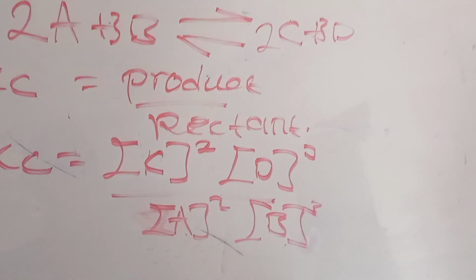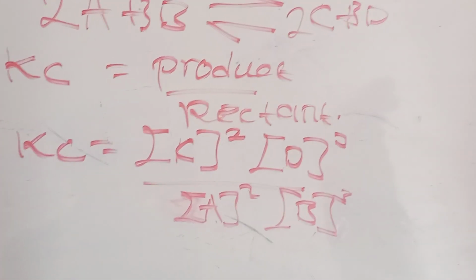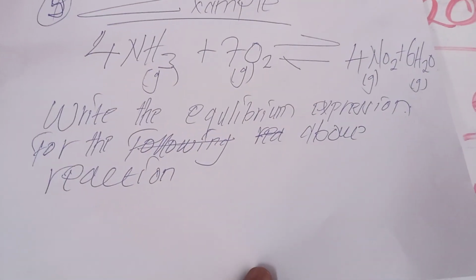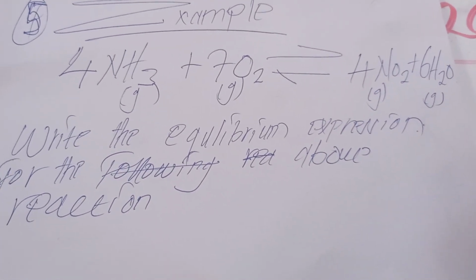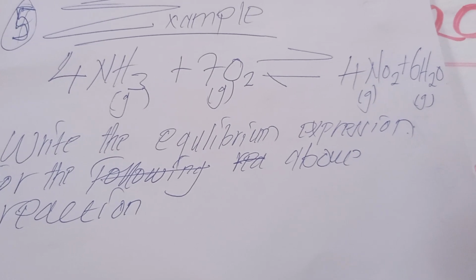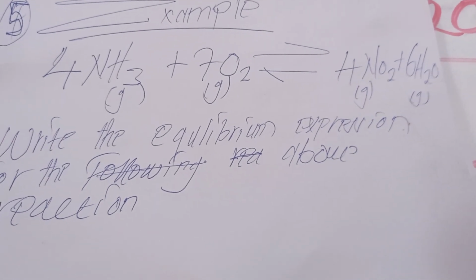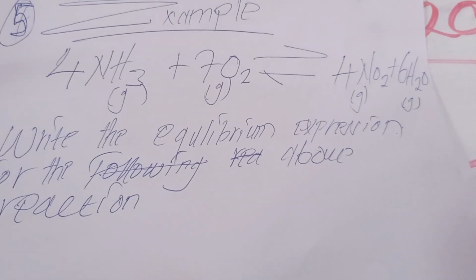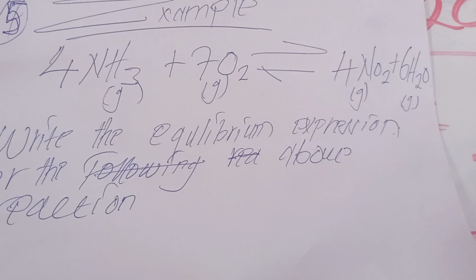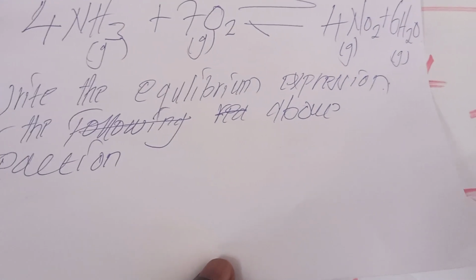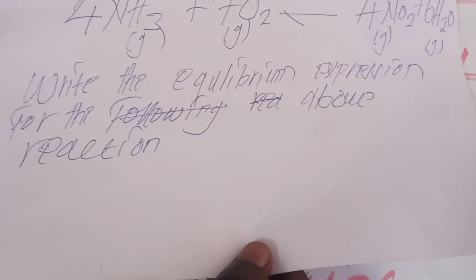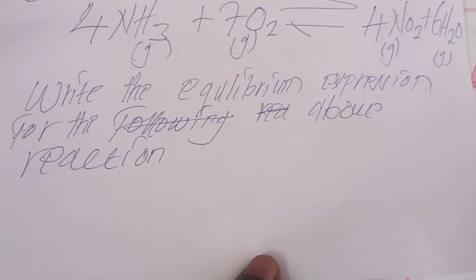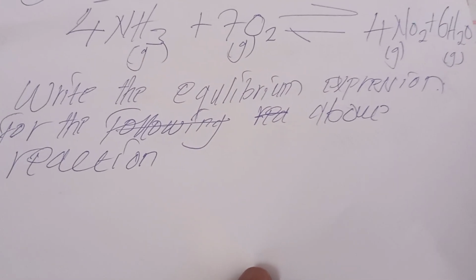I'd like to leave you with this homework so that you can try to solve it. It is homework under equilibrium expression, in chemical equilibrium. We have ammonia reacting with oxygen to produce nitrogen dioxide and also steam, which is in the form of gas. The question is already balanced, so write the equilibrium expression for the above reaction. Please solve it, and the solutions are needed.